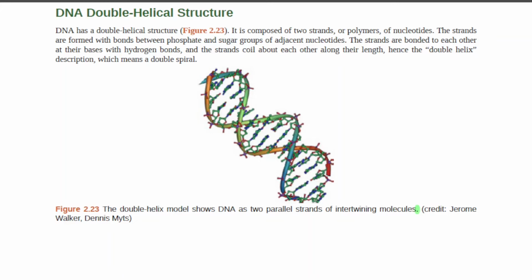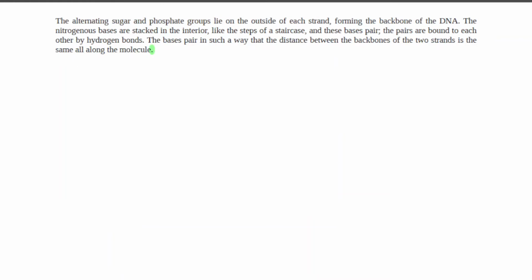Figure 2.23. The double helix model shows DNA as two parallel strands of intertwining molecules. The alternating sugar and phosphate groups lie on the outside of each strand, forming the backbone of the DNA. The nitrogenous bases are stacked in the interior like the steps of a staircase, and these bases pair. The pairs are bound to each other by hydrogen bonds. The bases pair in such a way that the distance between the backbones of the two strands is the same all along the molecule.